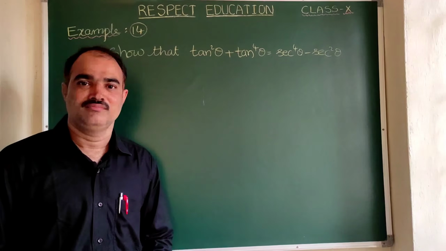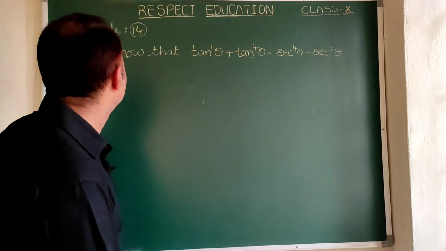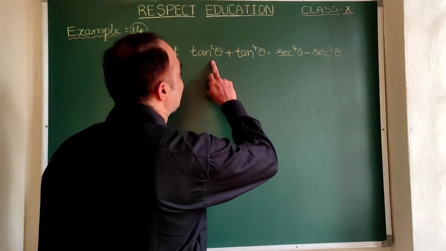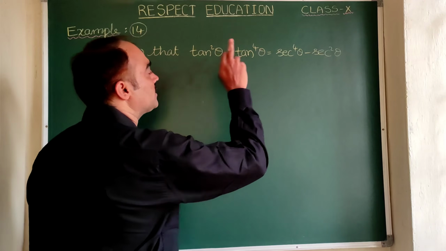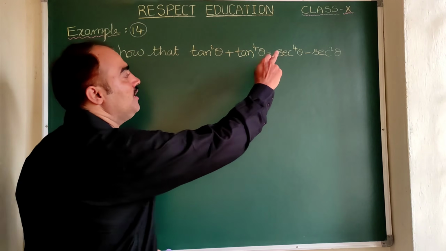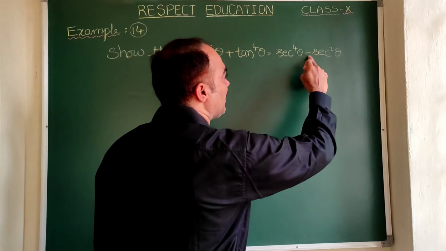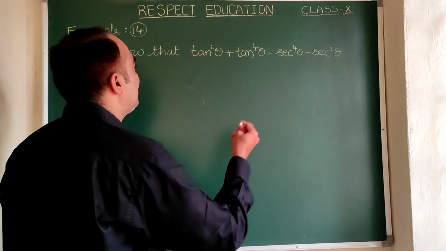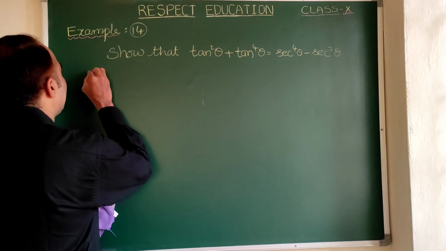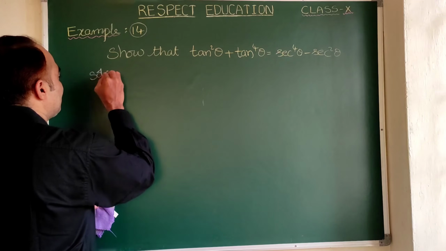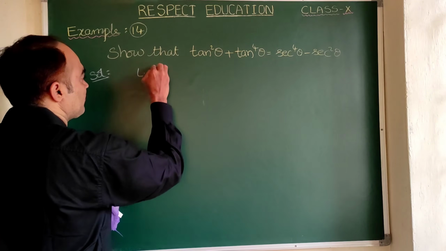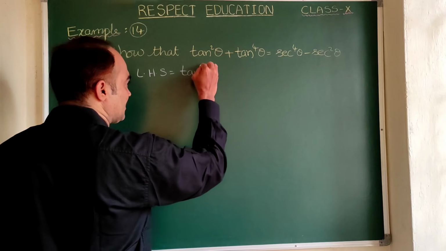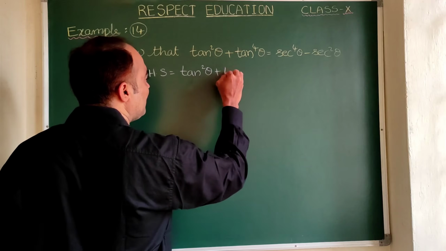Now we see example number 14. Show that tan square theta plus tan power 4 theta is equal to secant power 4 theta minus secant square theta. Clear? So here first let us consider LHS. What is the left hand side? Tan square theta plus tan power 4 theta.